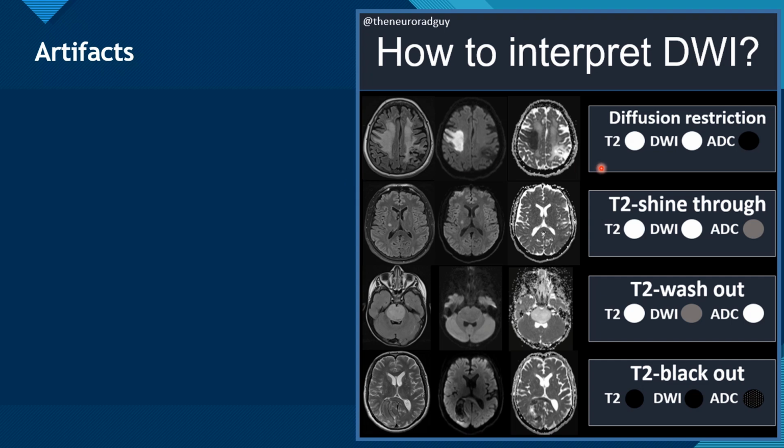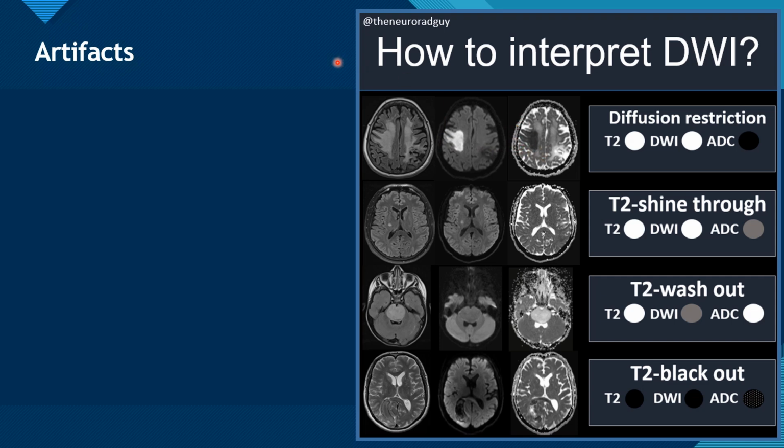Here we have a diffusion restriction, or a true diffusion restriction, which normally appears as a high value on high B1000 images and appears low on the ADC due to the small slope of the infarcted tissues. This is actually a true diffusion restriction. True diffusion restriction usually appears high on T2 weighted images, high on DWI, and low on ADC.